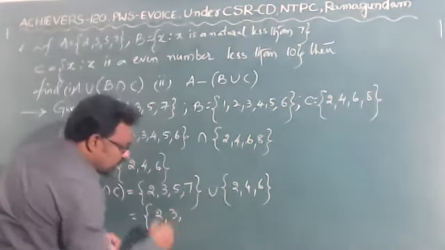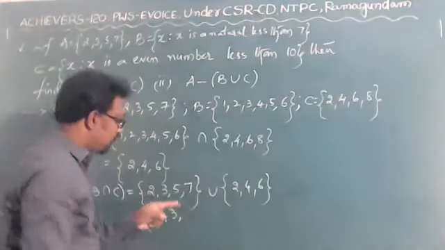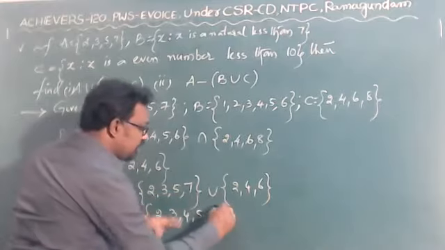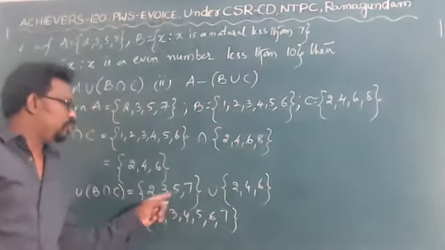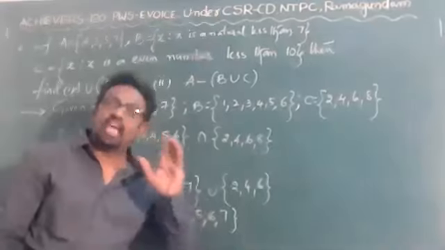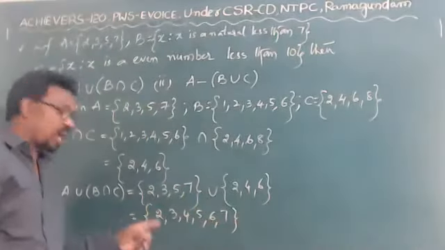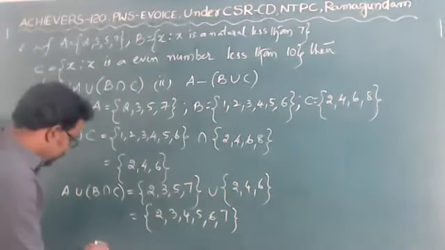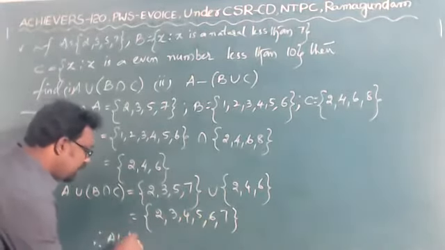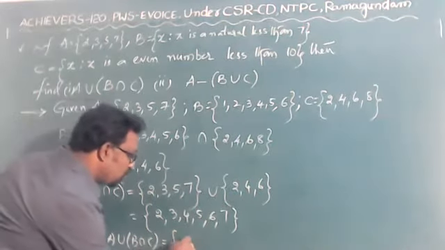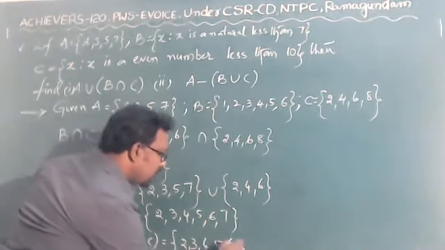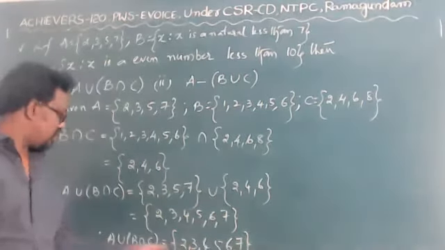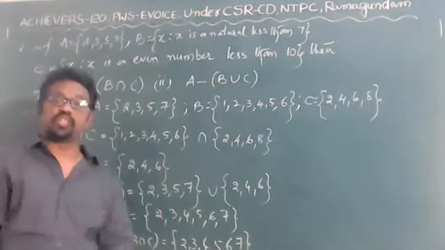Here it is not there, but still you have to write it because you have to maintain all the elements. 4, here there is 4, write down 4. 5 here it is, 6 here it is, 7 is here, and no more. Whatever elements are there in these two sets, every element you have to write in one set, called union. Therefore, A union B intersection C is equal to 2, 3, 4, 5, 6, and 7, and this is the final result of A union of B intersection C.